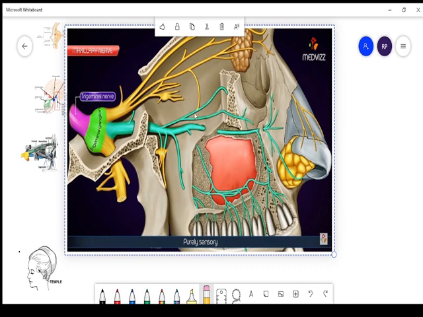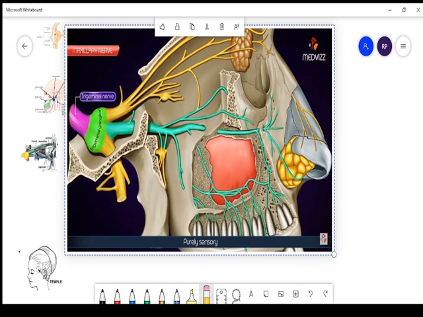This is the zygomatic nerve. This zygomatic nerve gives two branches. One is the zygomatico-temporal branch, another is the zygomatico-facial branch. The zygomatico-temporal branch enters through the zygomatic foramen and supplies the region of the skin of the temple.